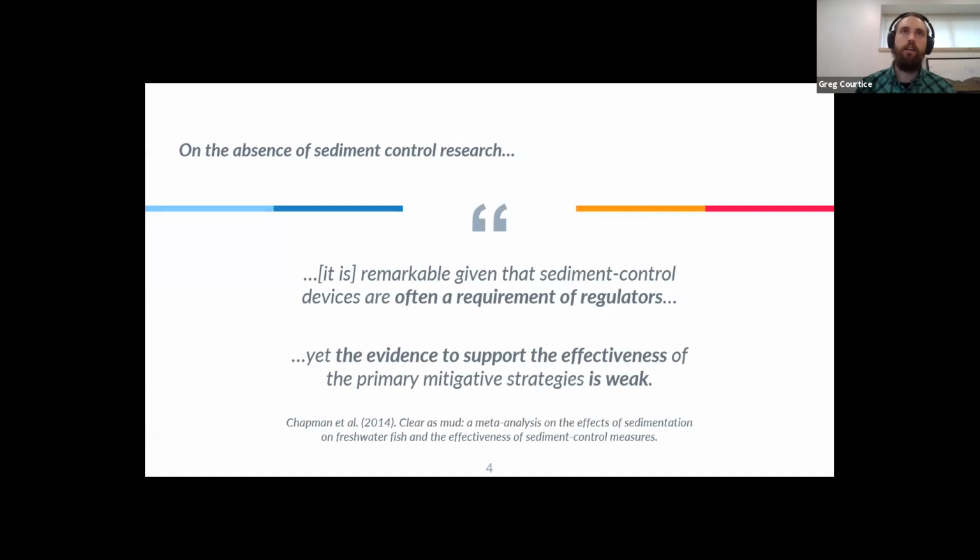And the kicker with all of this is there is a meta-analysis on sediment control done in 2014 that basically said that there's a lack of study, and this is remarkable given that sediment control devices are a requirement of regulators, yet the evidence to support their effectiveness is weak. So that's not to say that they're never useful. It's more a statement to be taken as we don't really understand when they're effective and when they're not effective, when they should be used, when they shouldn't be used, and there aren't really best management practices available right now.